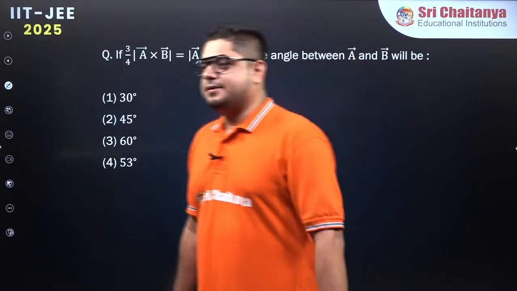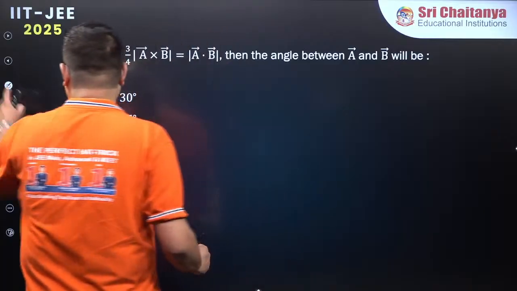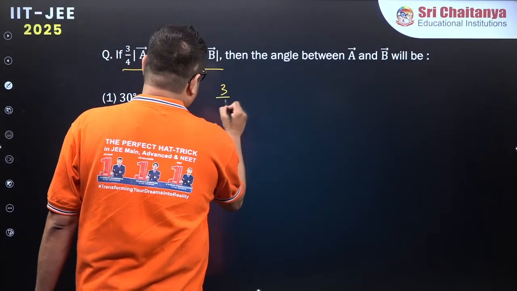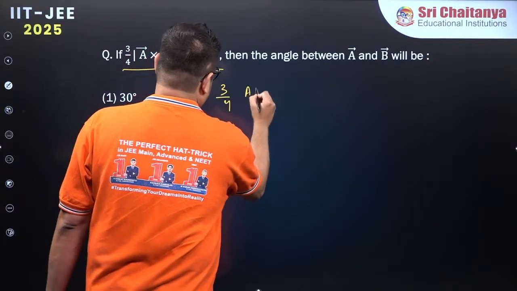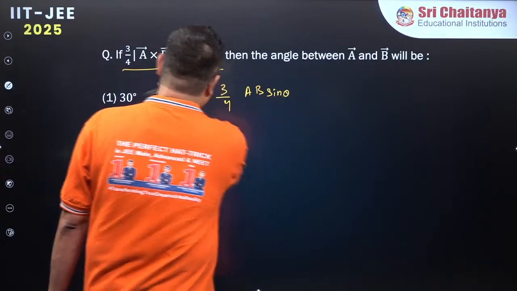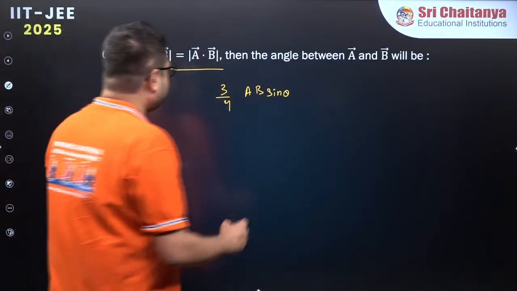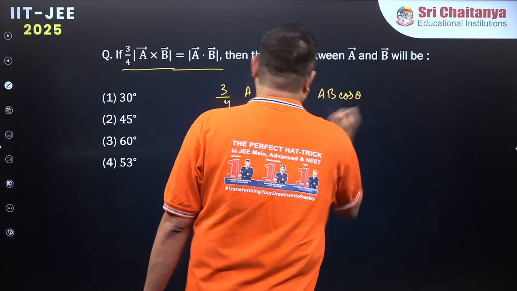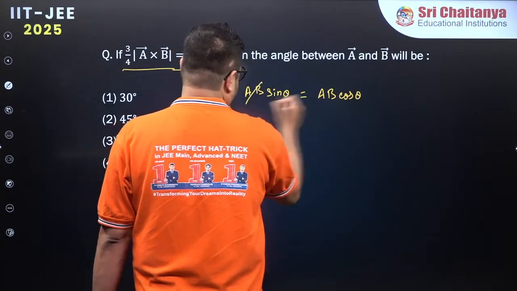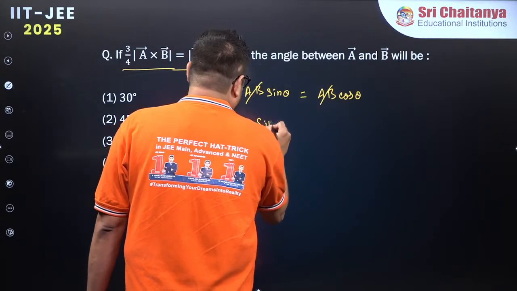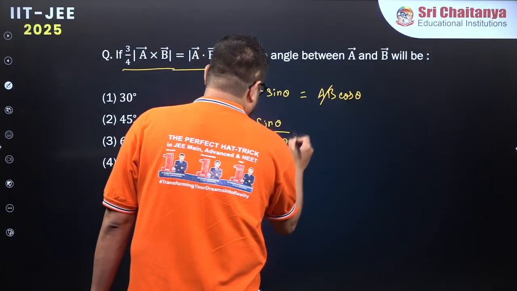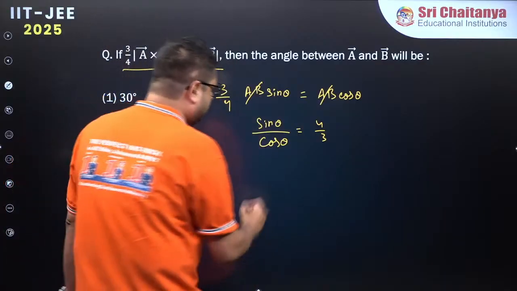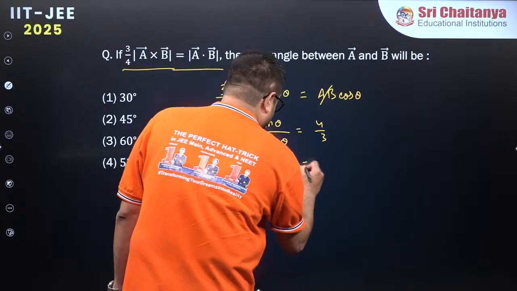Let's see. 2. Okay, let's see. So now over here they have given us 3/4 A cross B is equal to A dot B. So we just need to write down the values. A cross B is AB sine theta, isn't it? You know that A cross B is equivalent to AB sine theta, which needs to be equated with A dot B, which is going to be AB cosine theta over here. So now what is going to happen, everyone? AB will get cancelled out. Sine theta by cos theta, the next step after cross multiplication, we can write as equivalent to 4/3. So what is sine theta by cos theta? Sine theta by cos theta is tan theta, which is going to be equal to 4/3.